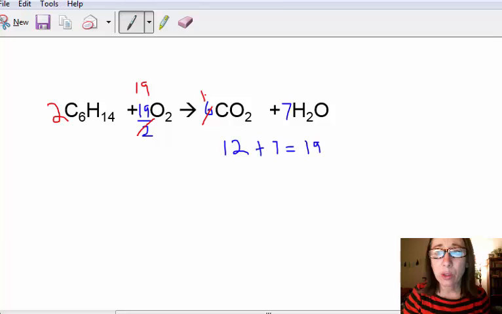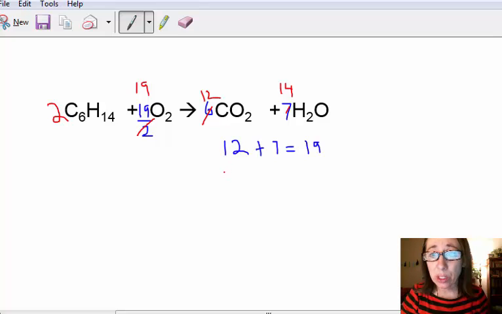Multiply 6 by 2, I get 12, and 14 waters. So I look at my coefficients, I see that there's not a common factor between them except for 1, so that's good. Now let's look to see if it's balanced. Carbons, 2 times 6 is 12, 12 times 1 is 12. My carbons are balanced. Hydrogens, 2 times 14 is 28, and 14 times 2 is 28. So my hydrogens are balanced.